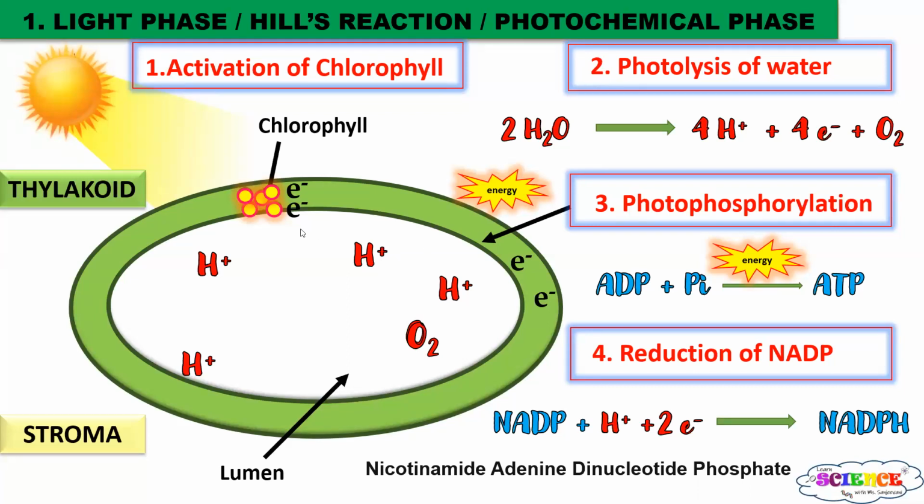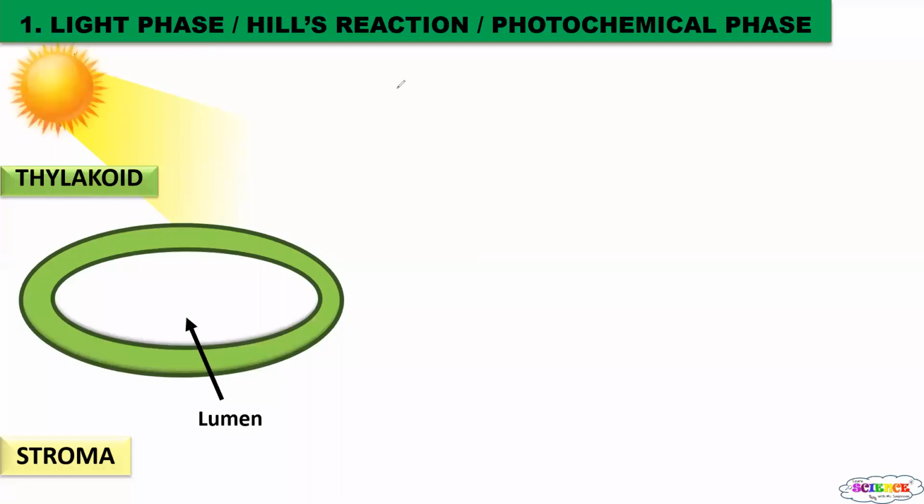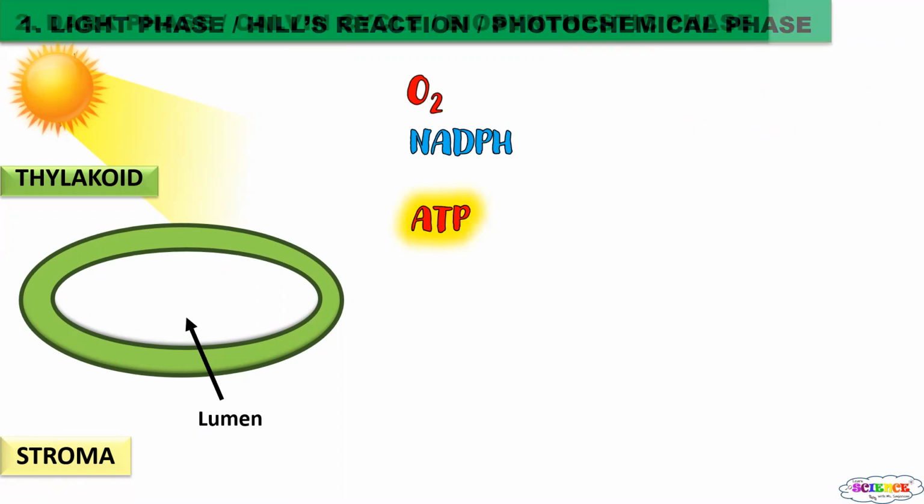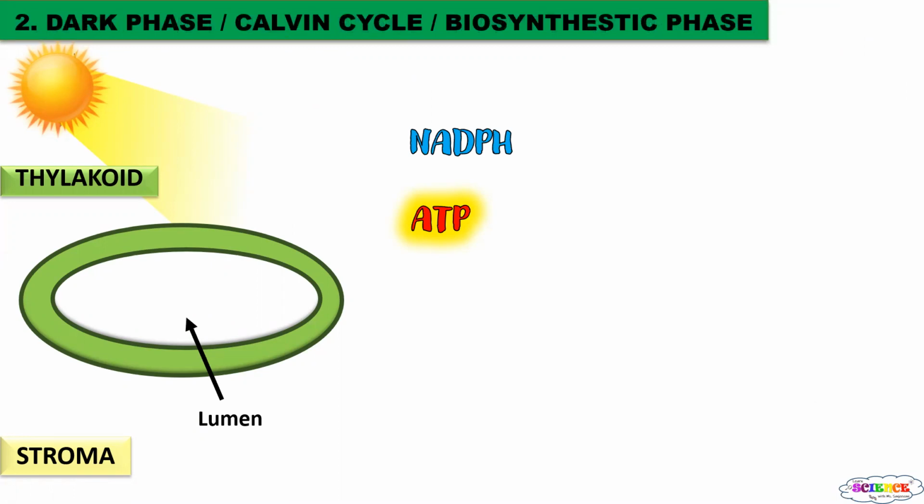Now let us understand what exactly happens in the dark phase or light independent phase. The products of the light phase are oxygen, NADPH and ATP, right? Oxygen is released, and NADPH and ATP are used in the next phase, that is the dark phase or the Calvin cycle. Now carbon dioxide, which is taken from the atmosphere and enters through stomata, is used up in this phase. It does not need light energy, so this stage is called the light independent phase or the dark phase.